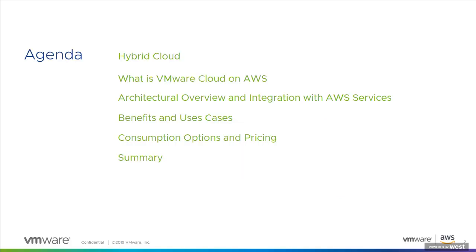So today we're going to walk through what VMware Cloud on AWS is. We're going to cover off from an architectural perspective how it works, how it integrates with native AWS services. We're going to talk around some of the benefits and some of the use cases that we see customers traditionally adopting VMC for. We'll cover off some of the ways in which you can consume VMC, and then a little bit on how the pricing actually works. And then finally, we'll just summarize everything that we've talked about as part of this presentation.